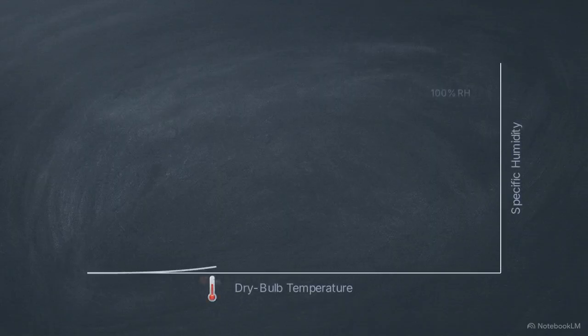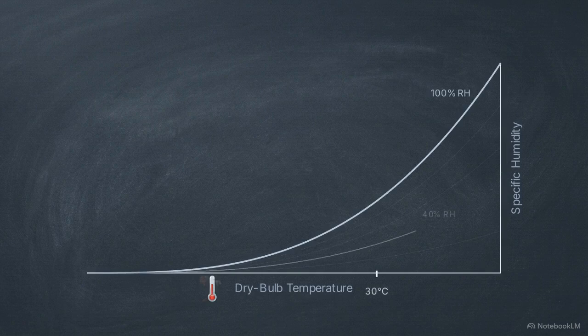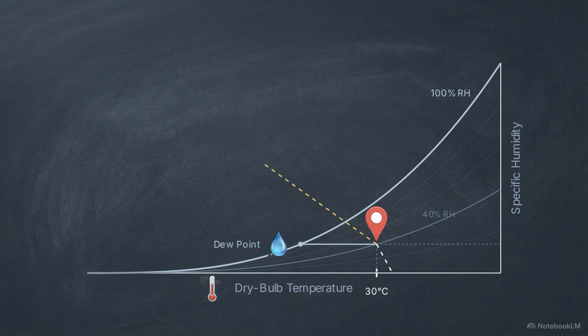If an engineer measures just two variables, say a room sitting at 30 degrees Celsius with 40% relative humidity, they can drop a pin on this map. By tracing a flat horizontal line left from this point until it hits the saturation curve, they immediately find the room's dew point, the temperature where condensation will start forming on the windows.